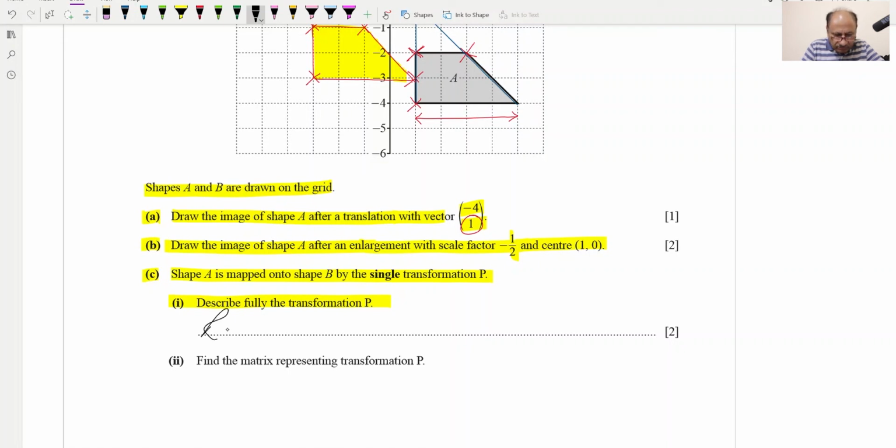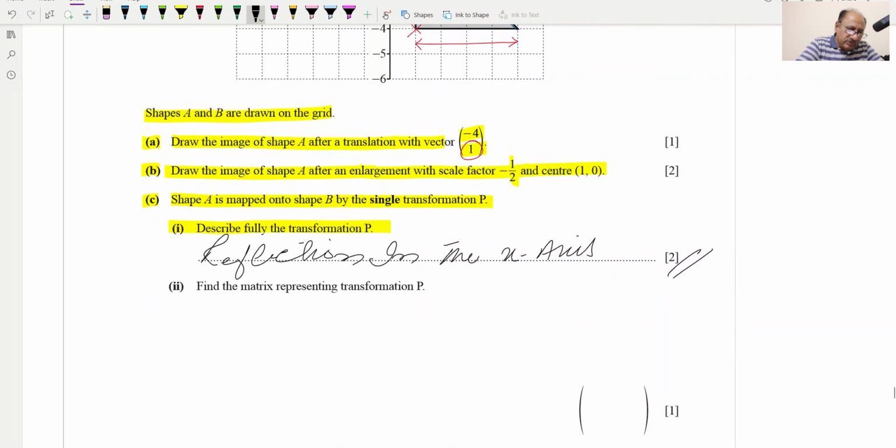So reflection in the x-axis or in the line y is equal to 0. So we are writing in the x-axis. This is the 2 marks part which we are done. Now the second part, they are saying find the matrix representing transformation P.